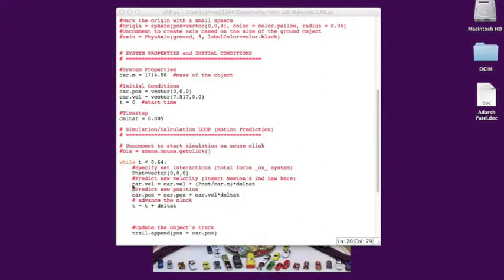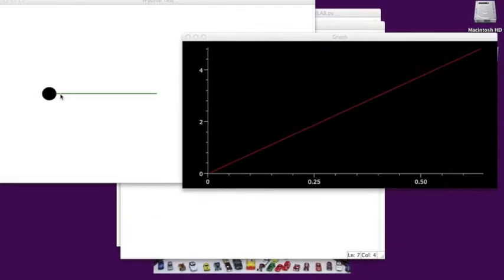Using Newton's second law, I predicted the final velocity of the car. The car's final velocity equals the car's initial velocity plus F-net divided by the mass times delta t. Since the F-net vector is 0, 0, 0, this whole term is 0, which means that the final velocity of the car is equal to the initial velocity of the car. As for the car's final position, I said the car's final position is equal to the car's initial position plus velocity times delta t. When I start my model, this is what I get. The car starts at the origin and moves along the positive x-axis. As you can see, the graph starts at 0, 0 and moves along the positive x-axis.